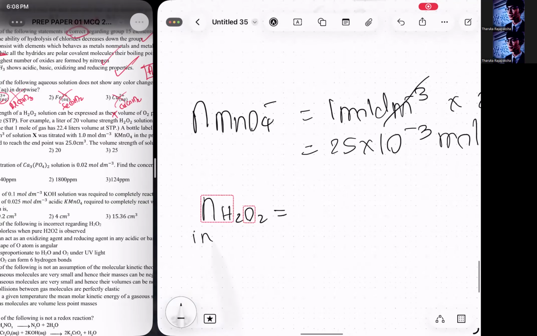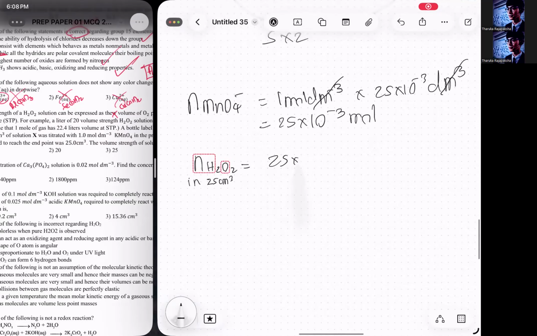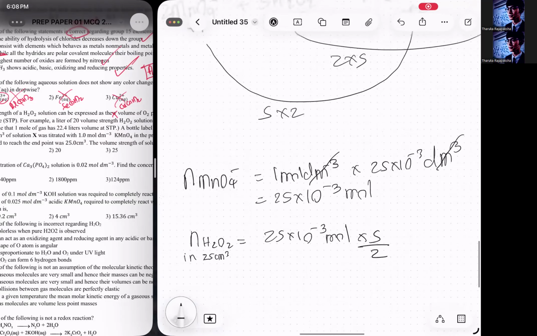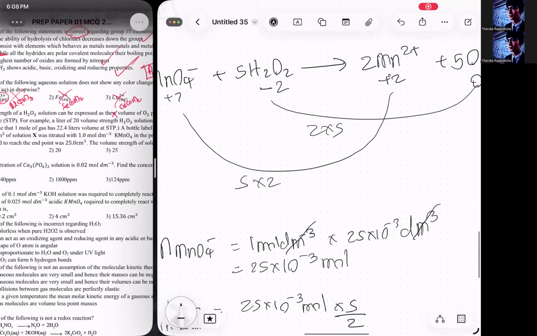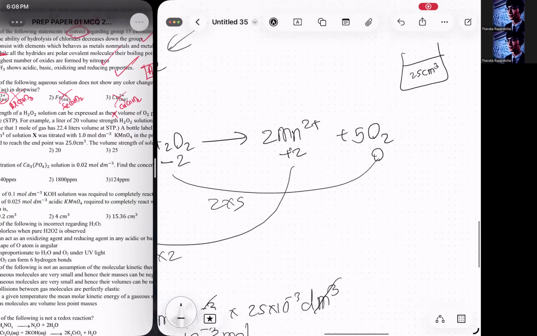Number of moles of H2O2 in 25 cubic centimeters. In 25 cubic centimeters, that's going to be 25 × 10^-3 moles multiplied by 5 divided by 2. That's the ratio I'm taking, right? 2:5 ratio. People don't calculate the moles of O2 which is produced from here.